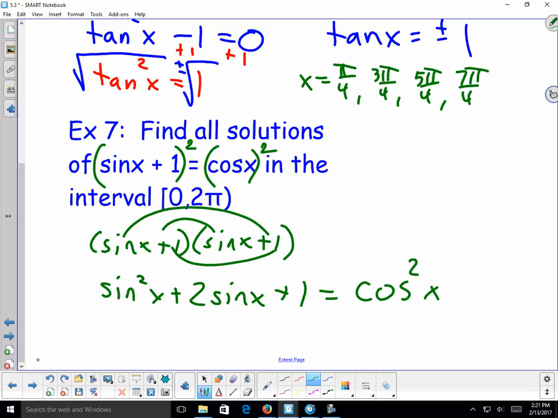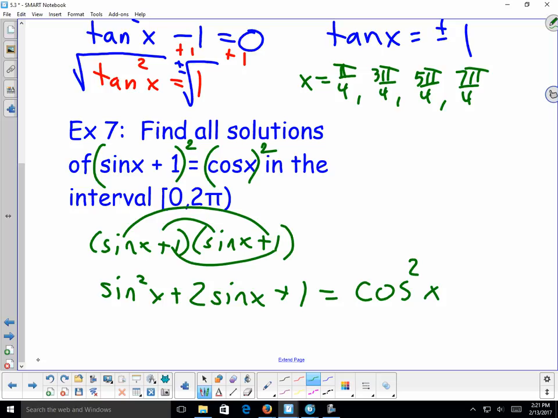Everybody agree? Okay, at this point, I have a problem. I've got one equation with 2 trig functions. Can you help me out? What do you think, Sammy? Which identity would you use? Sine squared plus cosine squared is equal to 1.